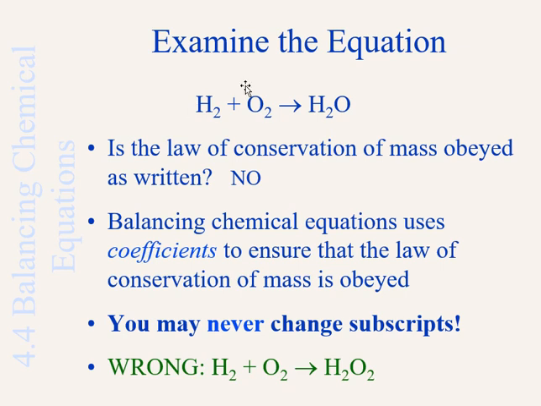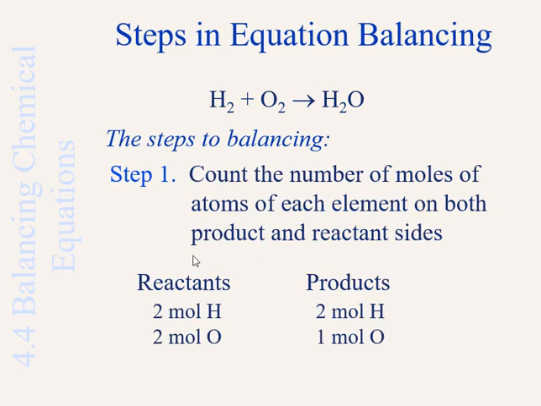Currently, where you don't see any coefficient, there are still 1s: 1 H2, 1 O2 and 1 H2O. I will change the coefficients to have it balanced. First, what you want to do is make a small table or write down the number of atoms of each kind on the reactant side and on the product side.